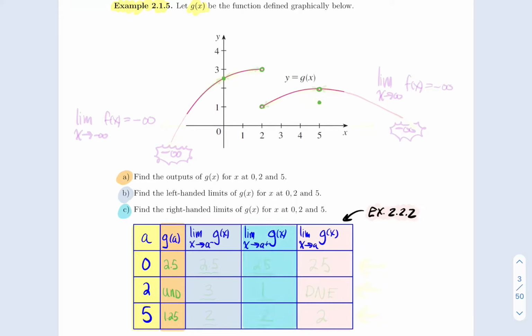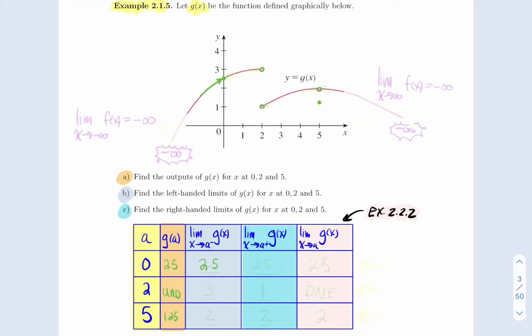Okay, so let's compute left and right limit for 0, 2, and 5. The idea with left and right limit is you're approaching, it's like you're pinching. So you're on the graph. For example, at 0, what is the left limit? Well, if you are on the graph and you're getting closer to 0 from the left side, you're getting closer to the output. So here, as you're approaching 0 from the left, you're approaching the full dot that is at 2.5. So the left limit here is 2.5.